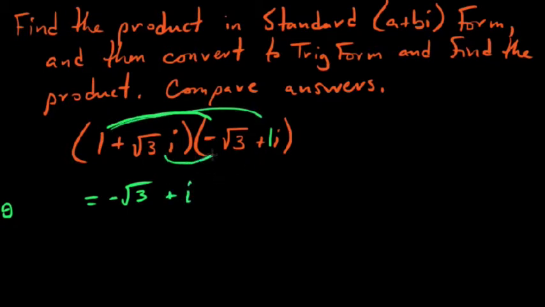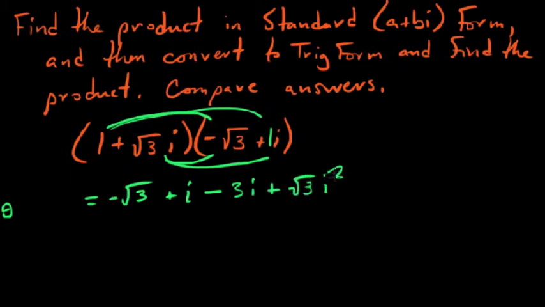We say radical 3i times negative radical 3. Well, first of all, this can be negative, and radical 3 times radical 3 is 3, so we get negative 3i. And then our last product here, we get radical 3 i squared. So we'd say plus radical 3 i squared.